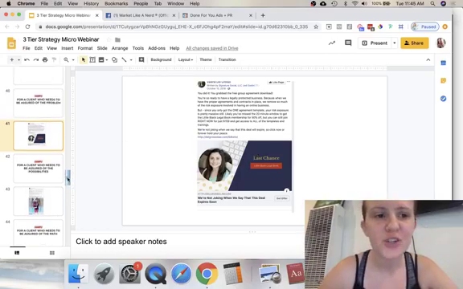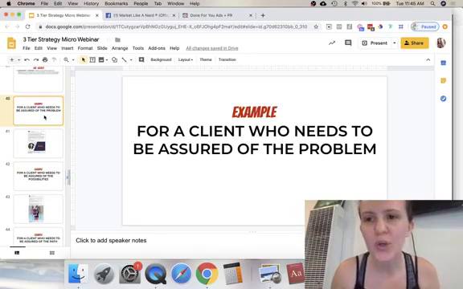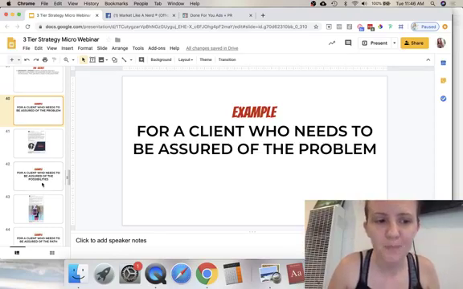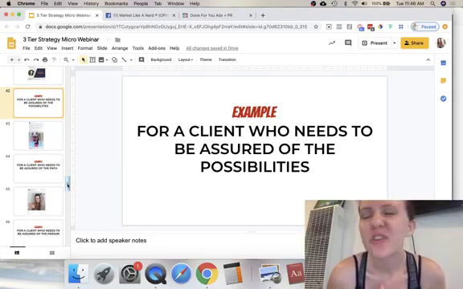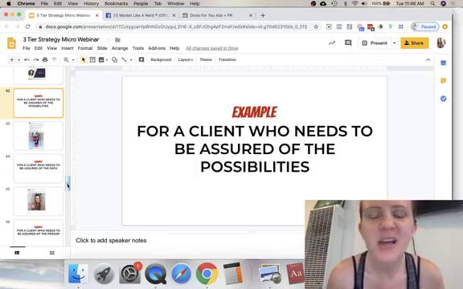So that's the first type of ad angle that you're going to want to run when it comes to retargeting. You want to address the client who needs to be assured that they need to solve this problem right now. Then there's going to be the type of person who knows that they have this problem, but there's just something inside of them that's saying, I just don't believe that I can solve it.